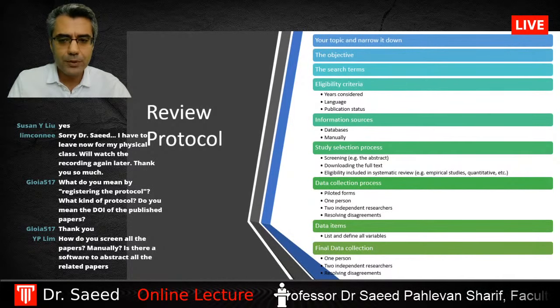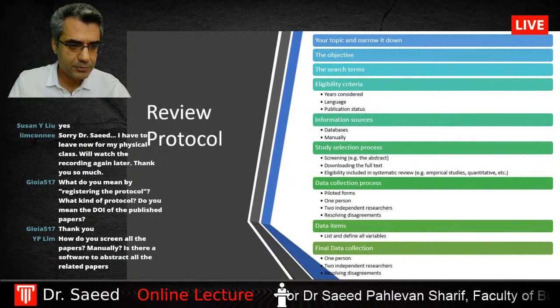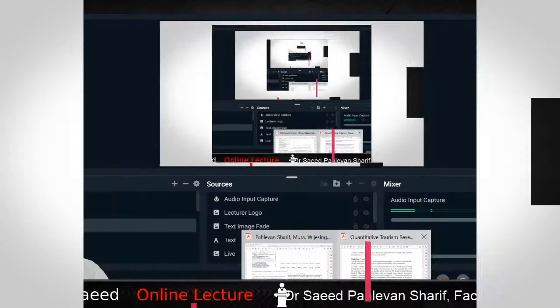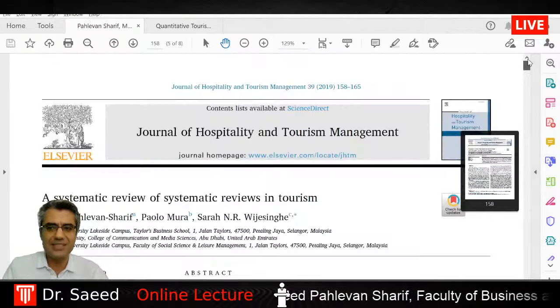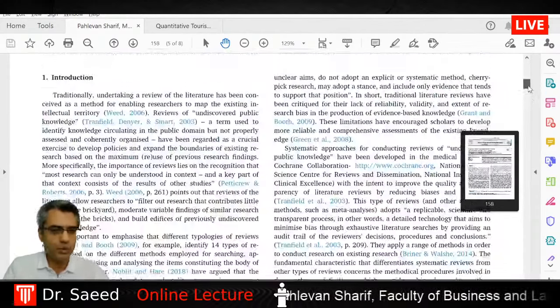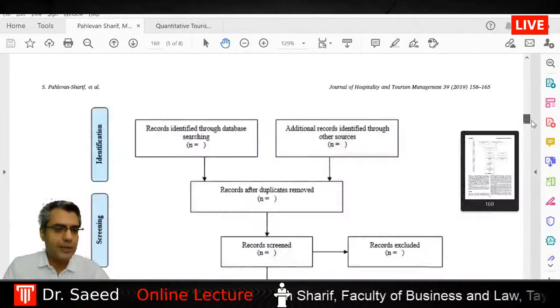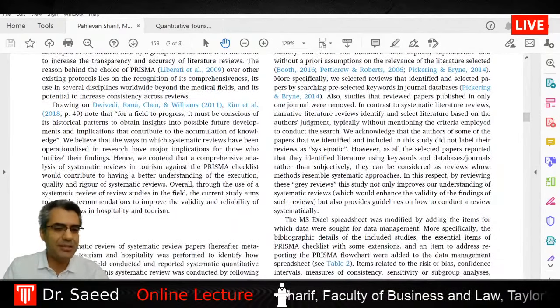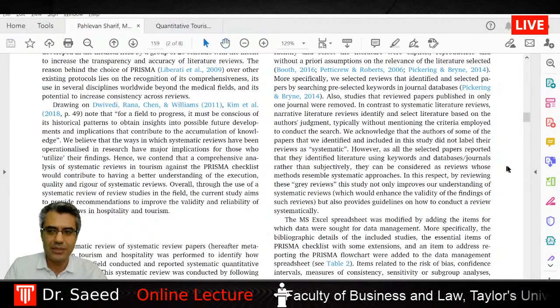Now, how to report a systematic review paper? Hold on. Usually it has an introduction. It is the most common structure. Introduction, sometimes a background, and then methods. In the methods, all these things that we mentioned must be reported. For example, see here.